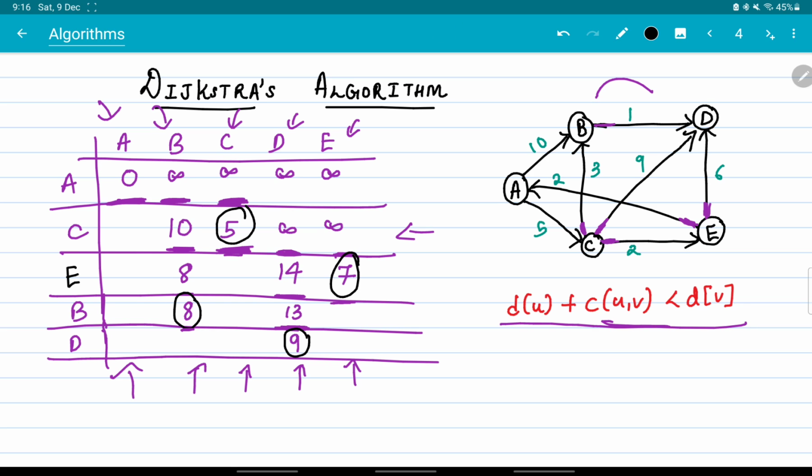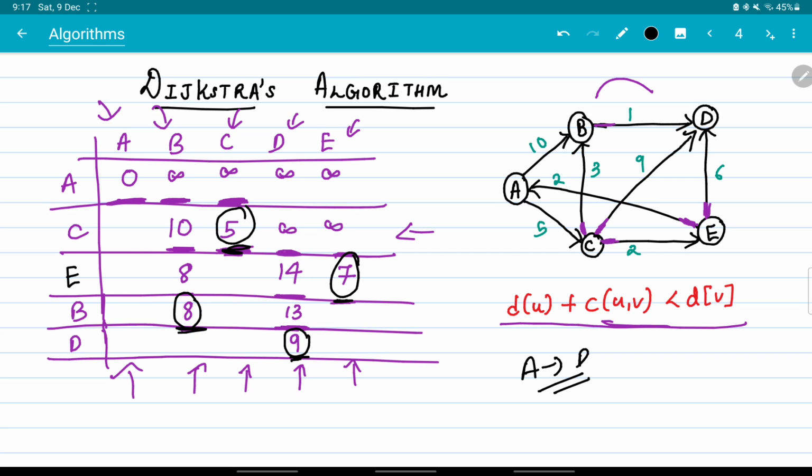Now suppose I have to go from vertex A to vertex D, right? If you ask me what is the minimum total edge weight, the minimum total edge weight will be 9 if I'm going from A to D. So that is how you find out. Now suppose I want to go from A to C, then the minimum edge weight will be 5. If I want to go from A to D, it will be 9. If I want to go from A to E, it will be 7. If I want to go from A to B, it will be 8.